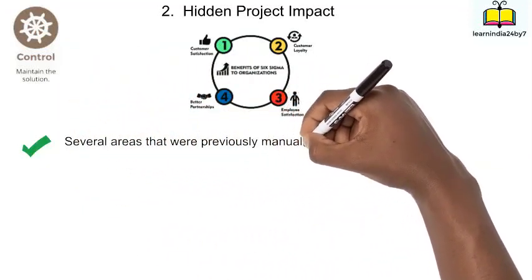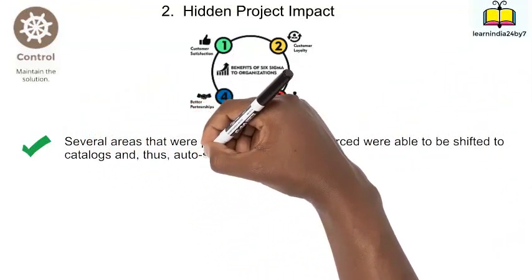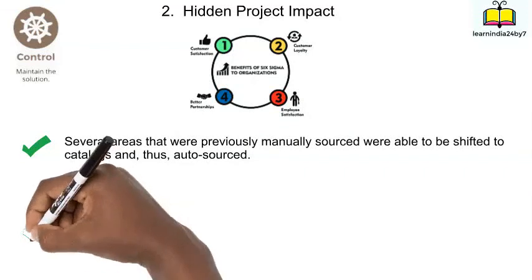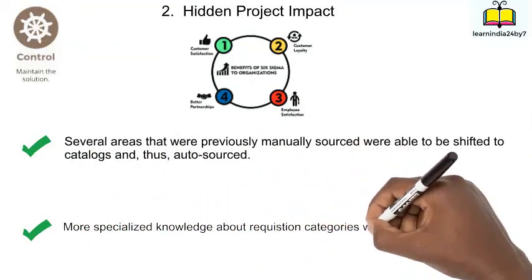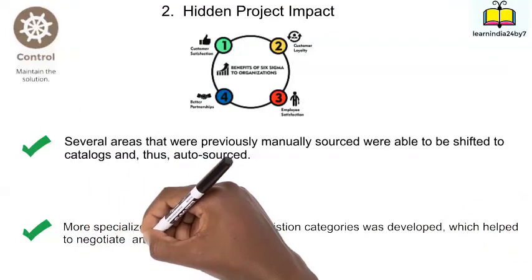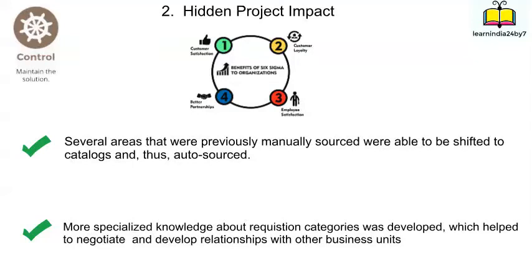Several areas that were previously manually sourced were able to be shifted to catalogs and thus were auto-sourced. More specialized knowledge about requisition categories was developed, which helped to negotiate and develop relationships with other business units.